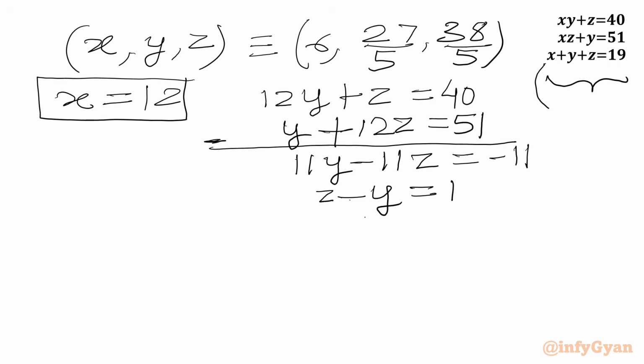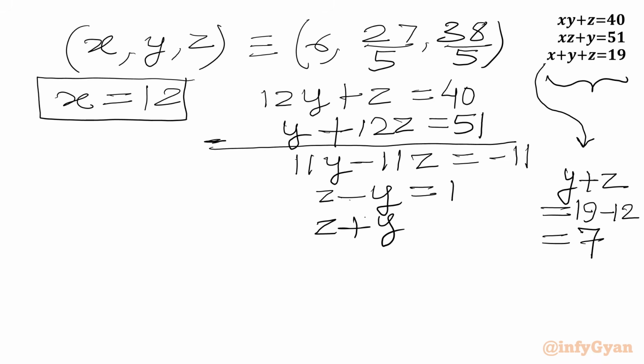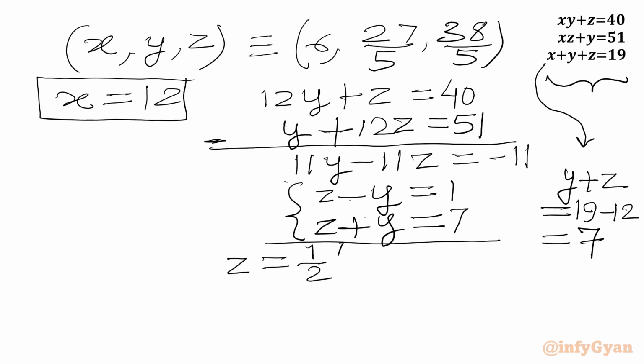Now we have third equation. Here we will put x equal to 12. So y plus z would be 19 minus 12, which we will write 7. So I can write here z plus y equal to 7. Simply by adding these two, we are going to get z. So z will be equal to half times 1 plus 7. It is 8 over 2, which will be equal to 4.